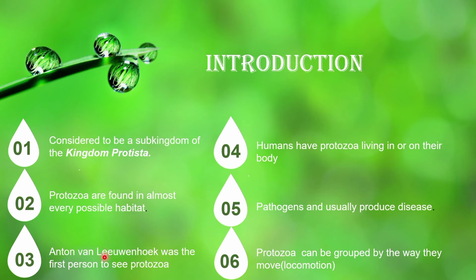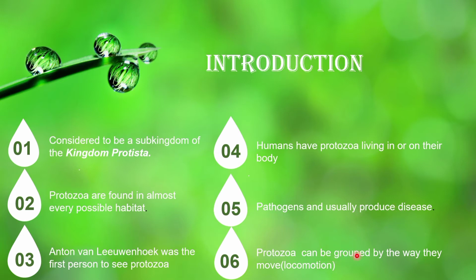So, who actually discovered it? It was Anton van Leeuwenhoek. He was the first person to see protozoa. Next, basically, protozoa live in or on our own body. They may live outside or inside our body. Protozoa are actually pathogens and usually produce diseases such as malaria.